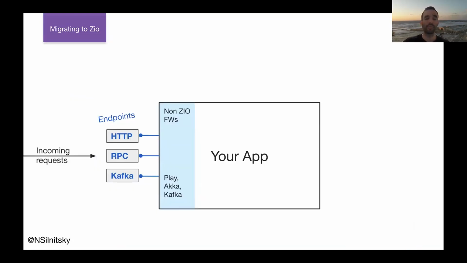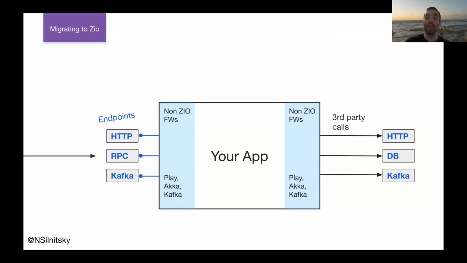So here we have an application like standard microservices, and we have a framework probably like Play or Akka that will handle our incoming requests for HTTP, RPC, or also maybe Kafka consumers. And you have your internal logic. And then you have probably third-party calls you do for external services, HTTP, maybe you call a database and query it or produce to Kafka. Now, how do we approach migrating code here to ZIO?